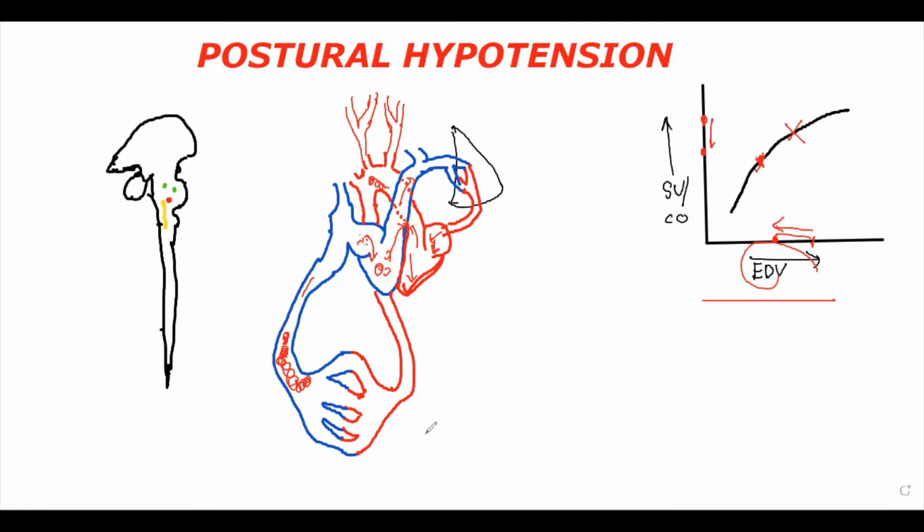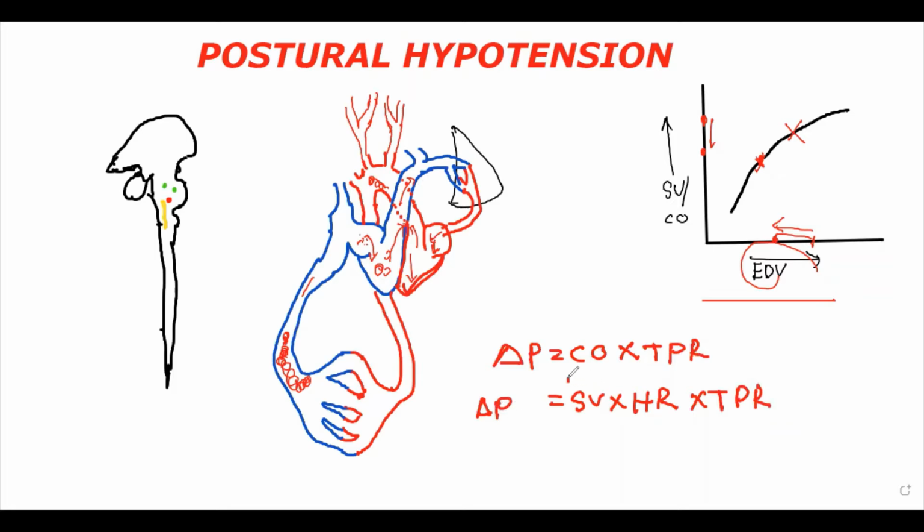We know blood pressure is equal to cardiac output times total peripheral resistance, and we know cardiac output is equal to stroke volume times heart rate. So this is our net pressure equation. If the stroke volume is decreasing heavily, eventually it will decrease the pressure present in the vessels. So it will decrease the blood pressure in the aorta, and eventually all the blood vessel pressure will decrease.